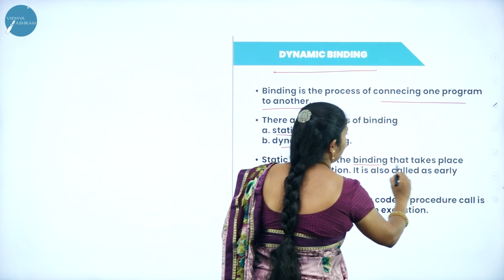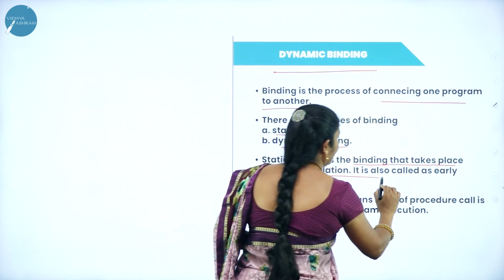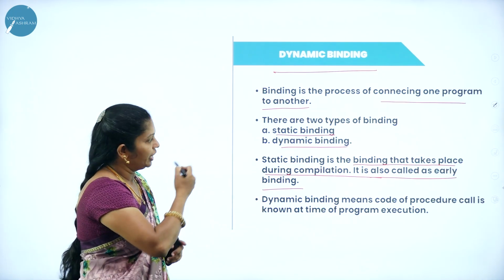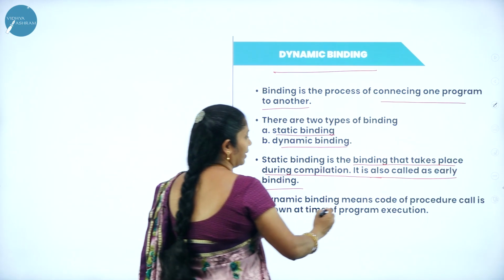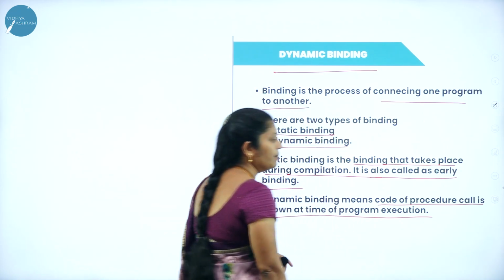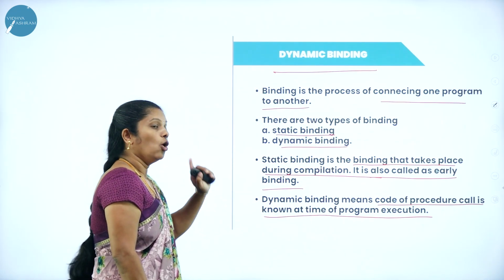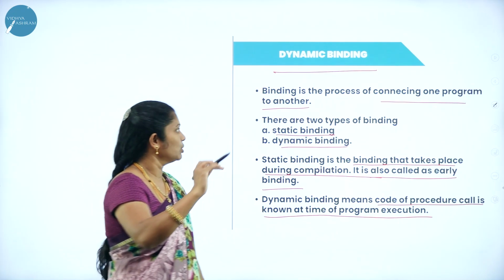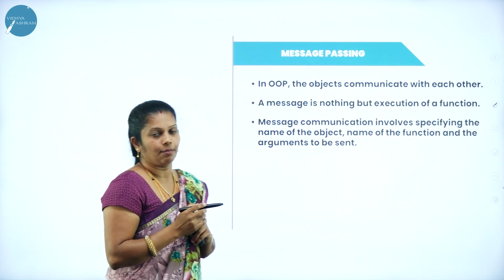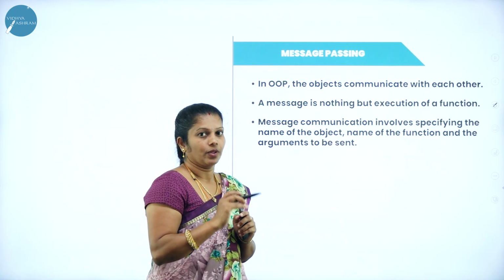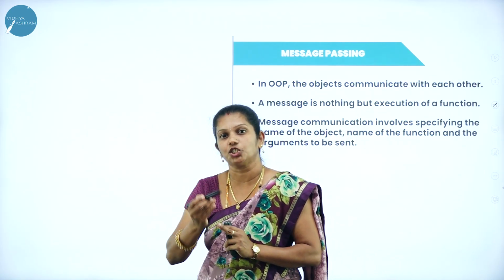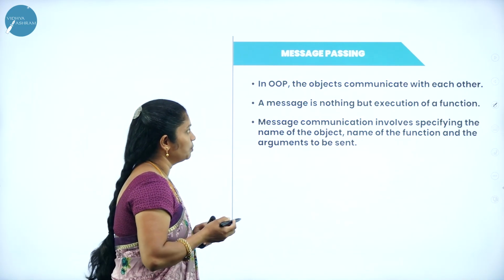One is static binding and the other is dynamic binding. Static binding takes place during compilation and it is also called early binding. Whereas dynamic binding means the code of the procedure call is known at the time of program execution. That is dynamic binding. Next, we will discuss message passing. Already I told you, from one program to another program, the message, the information, has to be passed. That is nothing but message passing.